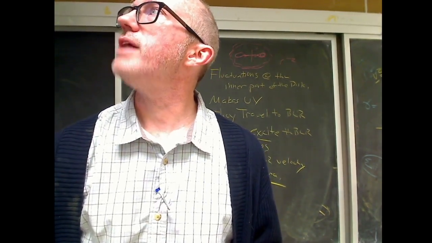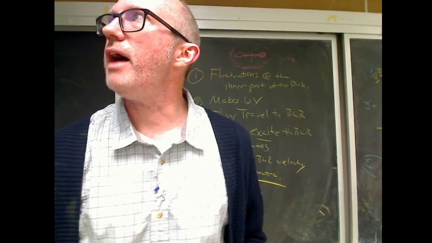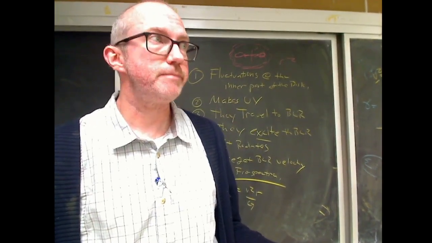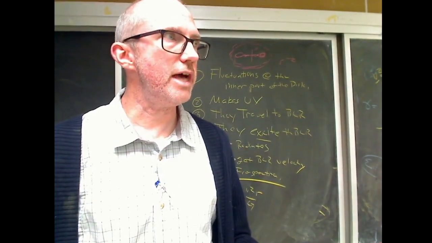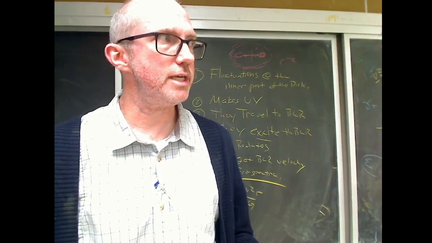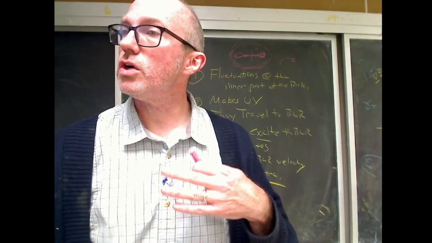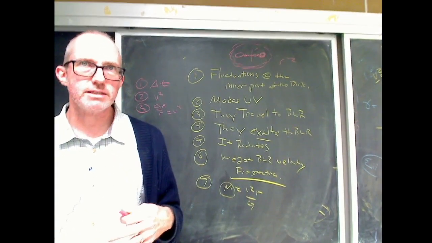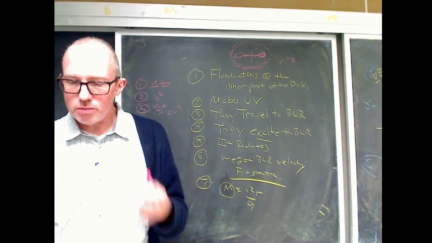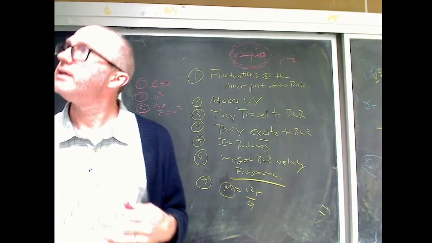So why are the lines narrow? It's not hot, and it's not fast. Lines get broad because of temperature and kinematics. So it's cold gas, relatively cold gas, that's around the black hole, but not in orbit around the black hole.